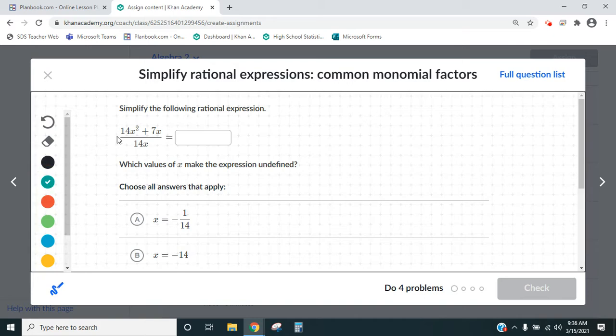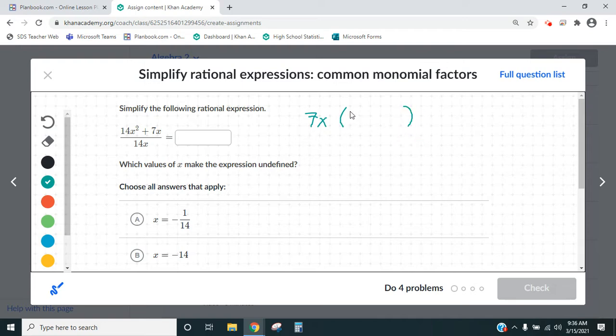Take a look at the top. Tell me something that the top two terms have in common. They have 7 and x. They can both be divided by 7, and they each have x to the first. And we can't take out more than x to the first, right? If we could, then we would take out as many as we can. So here's what would be left over.